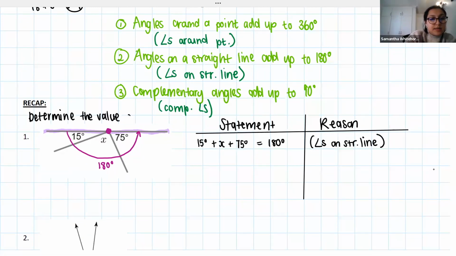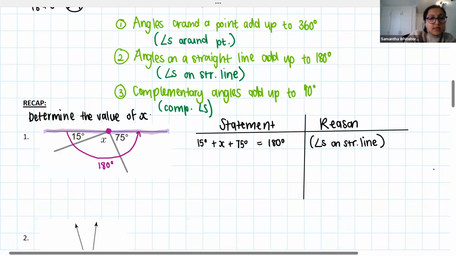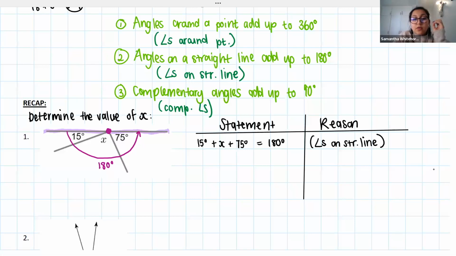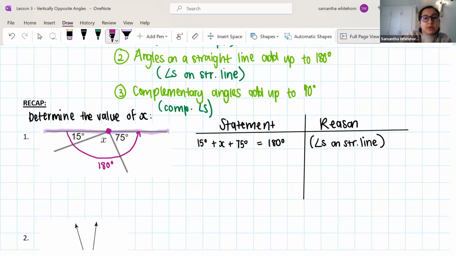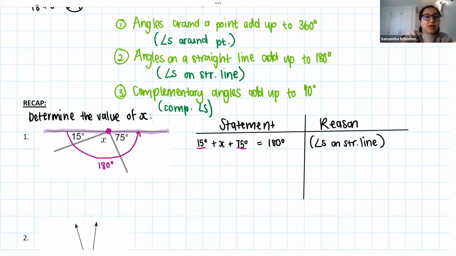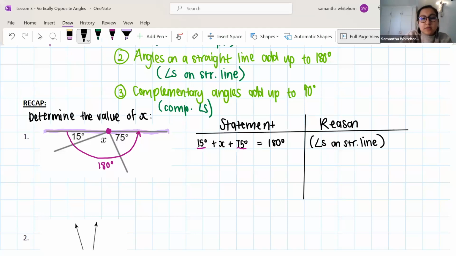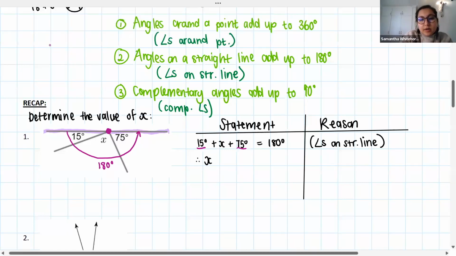Now, importantly, it's not of 2x, it's not of x plus 15, it's not of anything else except for x. So what we need to now do is solve an equation. The first thing that I'm noticing though is the fact that 15 and 75 are like terms. So if I add them together, I'm just going to make my life easier. So x plus 90 must give me 180 degrees.